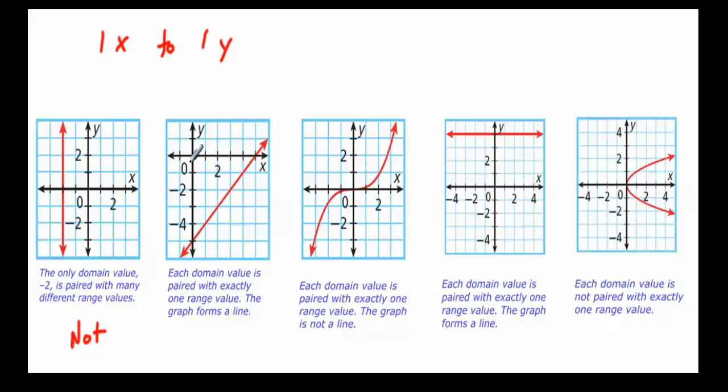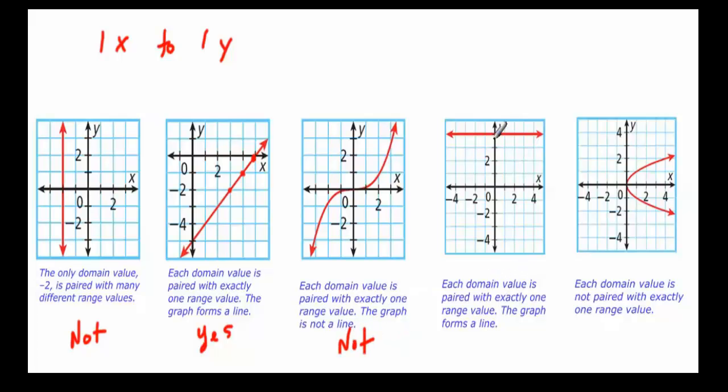In this case, we can go through and look at the points. We have 2, 3, 4, 5, 0. We have 5, -1. We have 5, -2, or I'm sorry, 3, -2, 4, -1, and so on. So each domain value is paired with exactly one range value. So this graph forms a line. So yes, it's a linear function. Here, each domain value is paired with exactly one range value. So that's true. We have 0, 0. And as we go through this, we can see that each x has exactly one y. But the graph is not a straight line, so it's not linear.